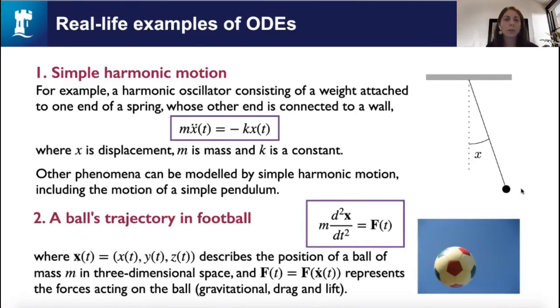Another example where ordinary differential equations are useful is to describe a ball's trajectory in football. In this case, an ordinary differential equation that can be used is shown here in this box, where you might notice that x and f in this equation are written in boldface. What this means in mathematics is that both of these quantities are vectors, which means that they depend on more than one variable in space. So here, x of t is a three-dimensional vector that has three components and describes the position of a ball in three-dimensional space. m is the mass of the ball, and the right-hand side function f of t can depend on the displacement and its derivatives, and generally represents the forces acting on the ball due to gravity, drag, or lift forces.